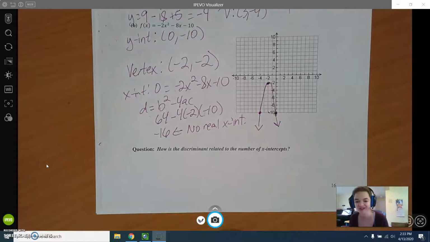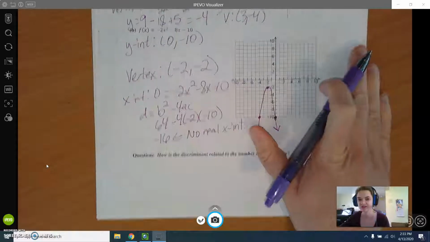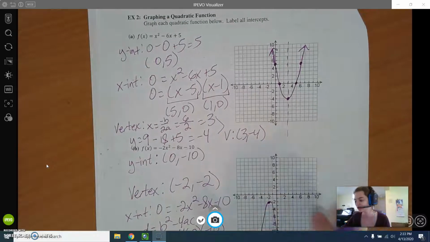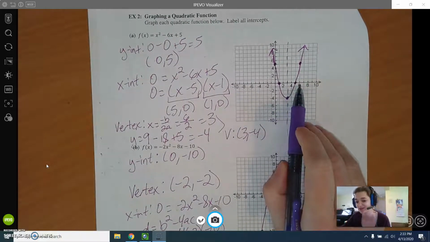Hi, welcome back to our 11.7 notes. Where we left off last time, we had just finished graphing, and we had an interesting graph that didn't have any x-intercepts at all, versus the first graph that we had that had two really nice, pretty x-intercepts that were easy to find.